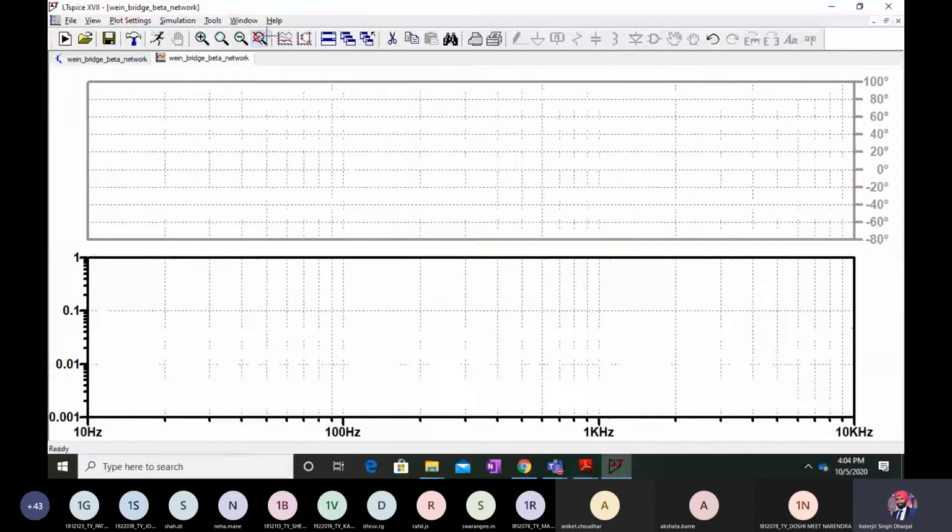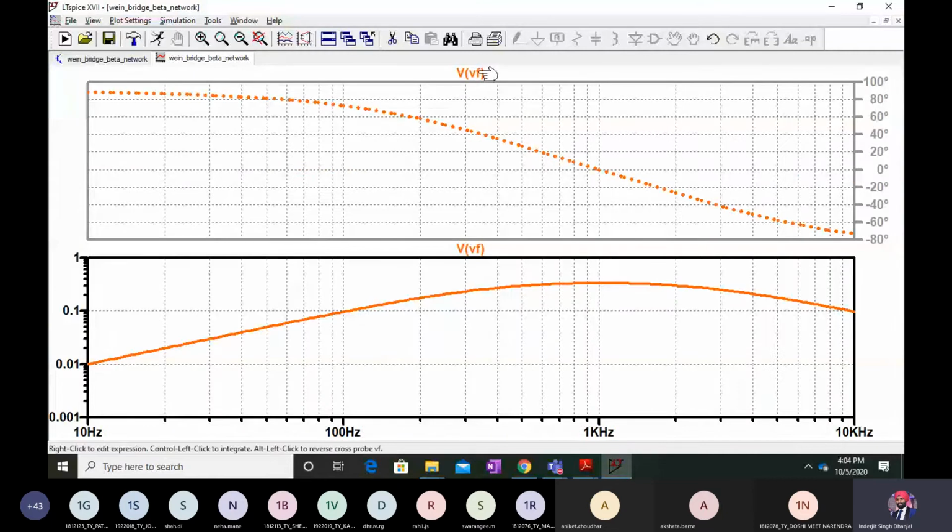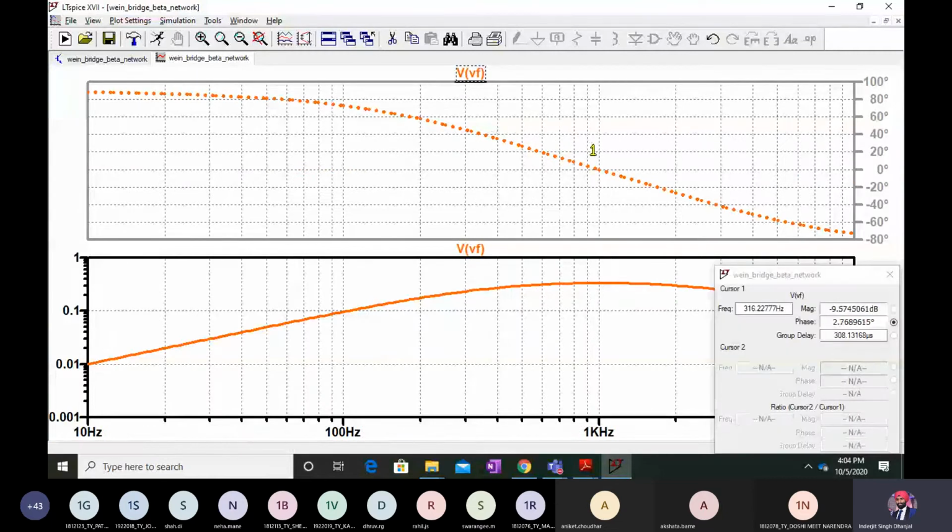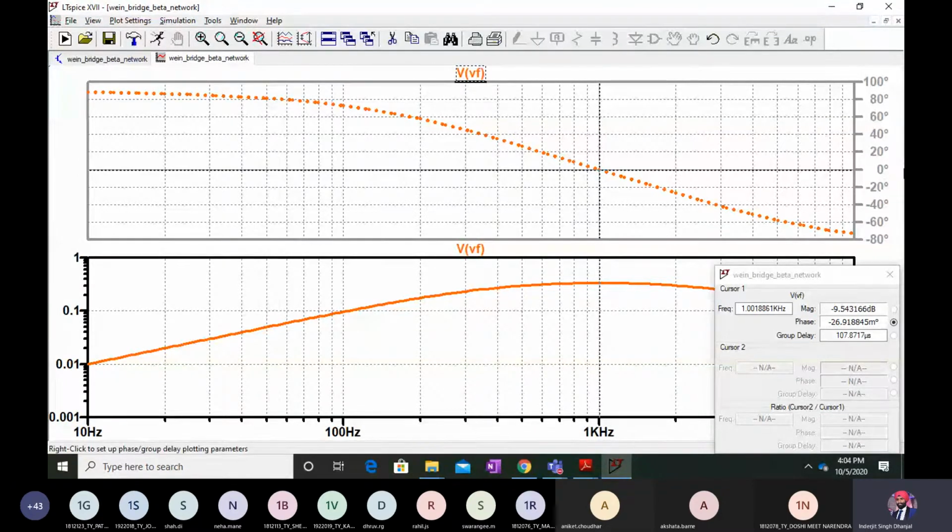And what is the phase shift? Let us check the phase shift. Over here, I'll bring it to 1 kilohertz. So this is 1 kilohertz. What is the phase shift? See, over here the phase shift is minus 26.91 millidegree. That means it is minus 0.02. Agree, everyone? So the phase shift is around 0, as you can see over here.